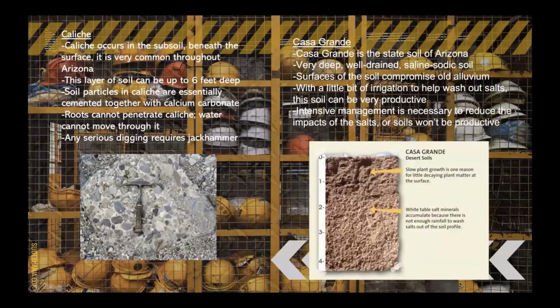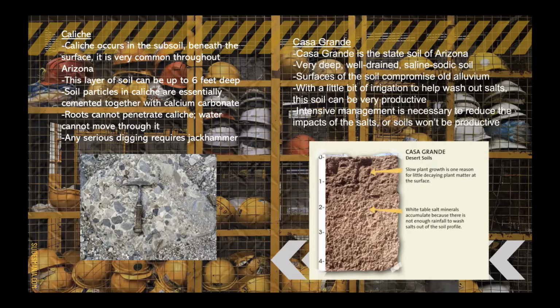So caliche, it's very common throughout Arizona. It's found beneath the surface layer of the soil. It occurs in the subsoil. This layer of soil can be up to 6 feet deep. The particles in caliche are essentially cemented together with calcium carbonate, and it's a hardened natural cement of calcium carbonate that binds other materials like gravel, sand, clay, and silt. And roots cannot penetrate caliche, and water also cannot move through it. So any serious digging requires a jackhammer. Very tough to dig through.